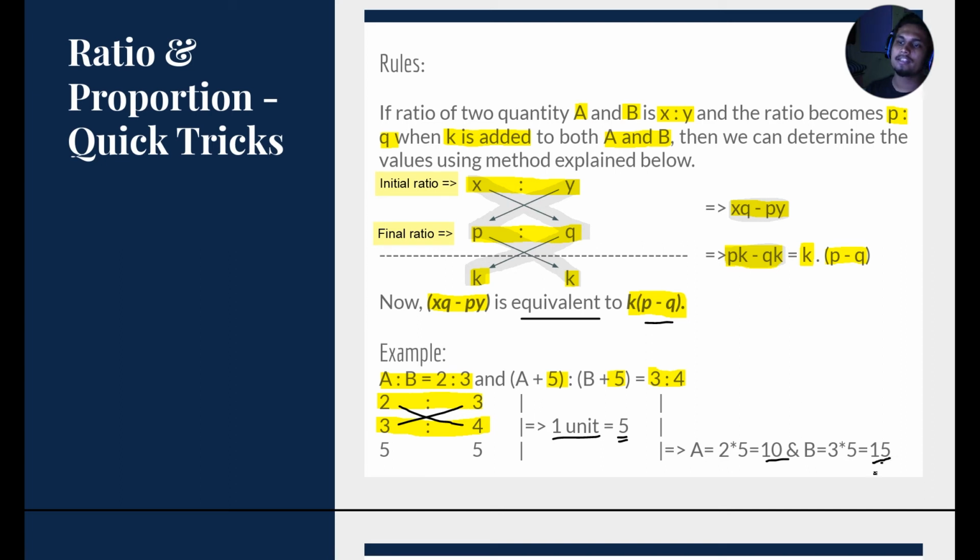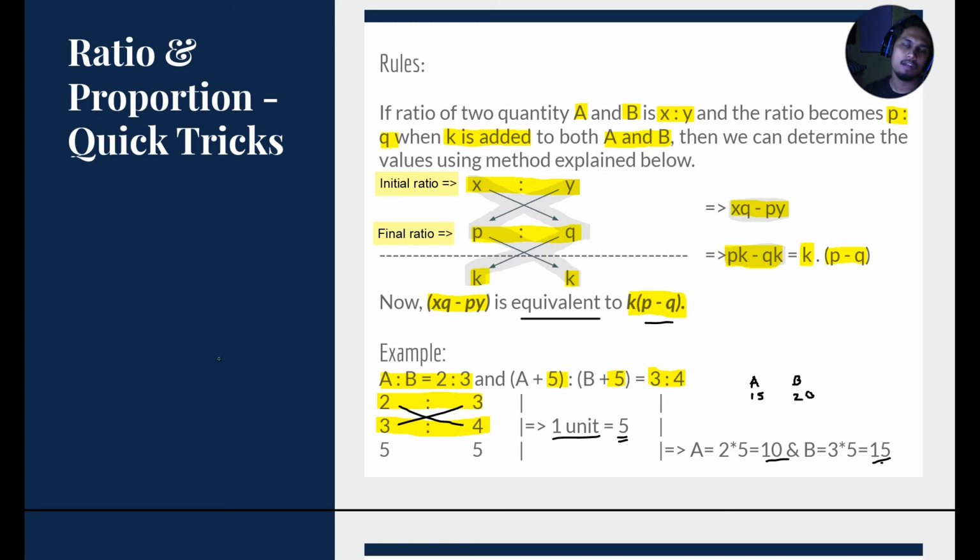And likewise you can get the present value as well, from the final ratio. So 3 units into 5, that means 15, so the final value will be 15 for A, and for B the final value will be 5 into 4, that means 20. So this is A and this is B.